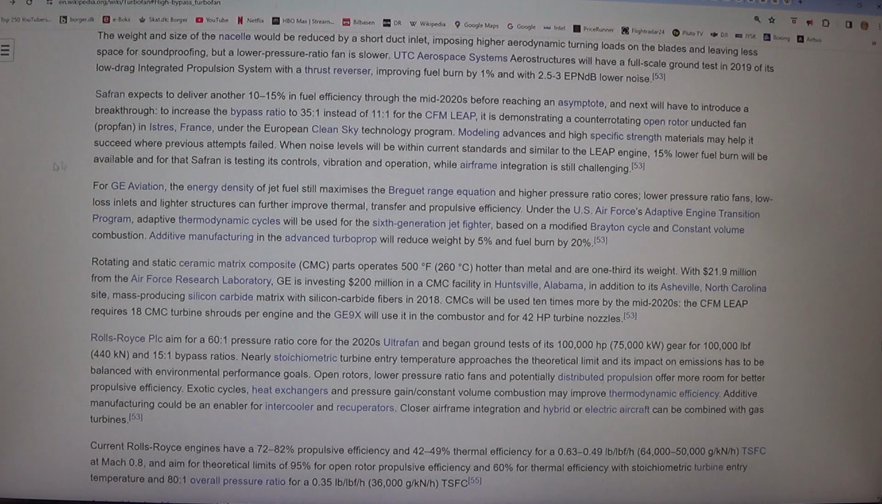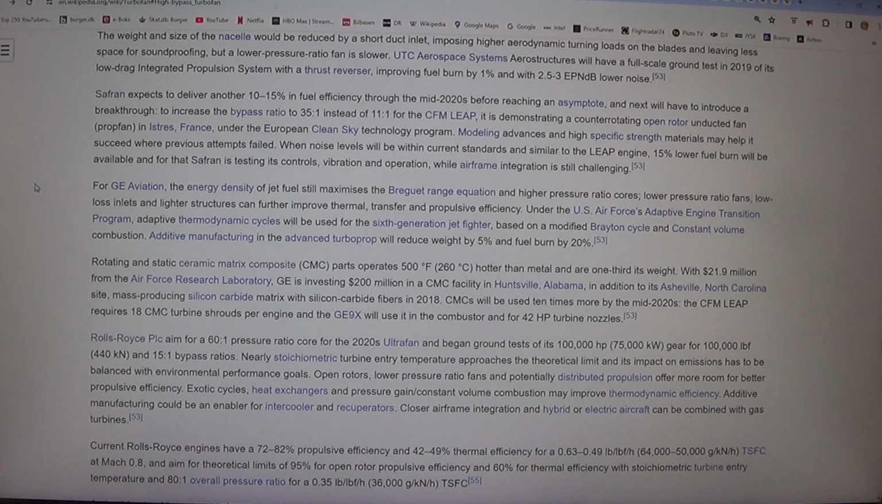It is demonstrating a counter-rotating open rotor unducted fan turbofan in Istres, France, under the European Clean Sky Technology Program. Modeling advances and high specific strength materials may help it succeed where previous attempts failed. When noise levels will be within current standards and similar to the LEAP engine, 15% lower fuel burn will be available, and for that Safran is testing its controls, vibration and operation, while airframe integration is still challenging.